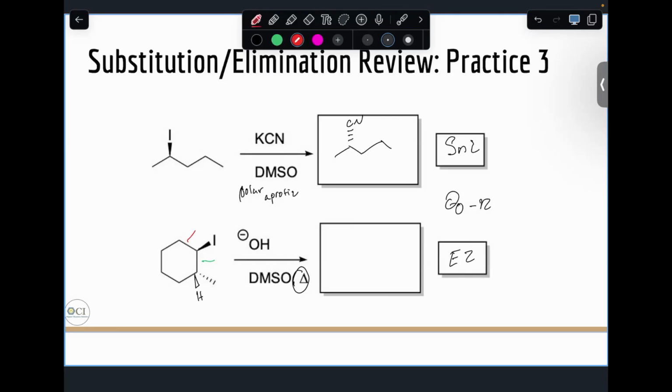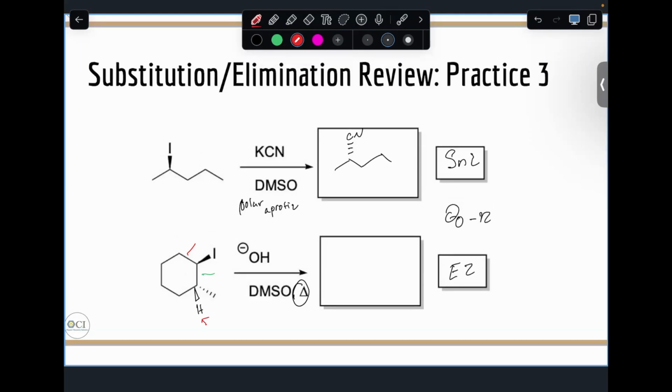Will that double bond form on the green or the red side? Red side? Yes, because it needs to be anti-periplanar. This hydrogen is on the same side as the iodine, so we can't use that one. Gives us that as our product.